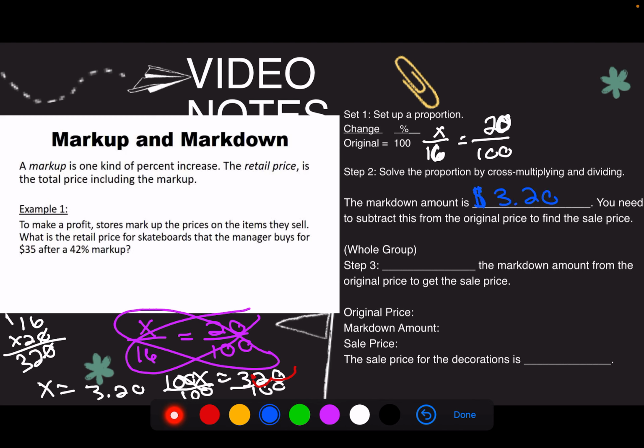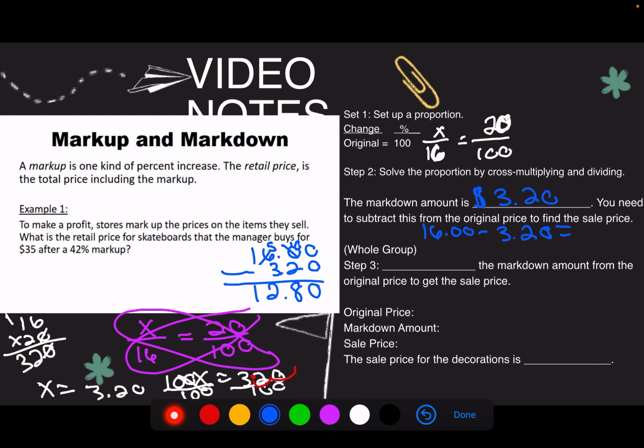So the markdown amount is $3.20. You need to subtract this from the original price to find the sale price. So we're going to subtract $3.20 from 16, and that's going to give you your sale price. So we're going to do $16 minus $3.20. Subtract. 0 minus 0 is 0. I cannot take 2 from 0, so I have to borrow. So 10 minus 2 is 8. 5 minus 3 is 2, and then bring down your 1.